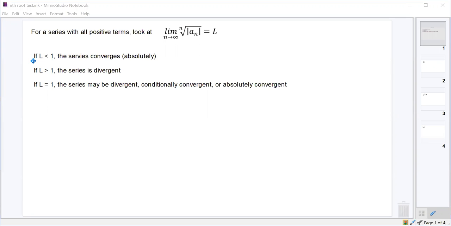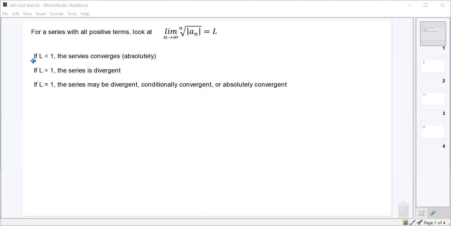If the limit L is greater than 1, then the series is divergent, and if it's 1, it could be any of those things. It could be divergent, conditionally convergent, or absolutely convergent. It's inconclusive. So very similar to some of the other tests we've been doing, right? If it's less than 1, it converges. If it's greater than 1, it's divergent. And if that limit equals 1, then it's unclear.